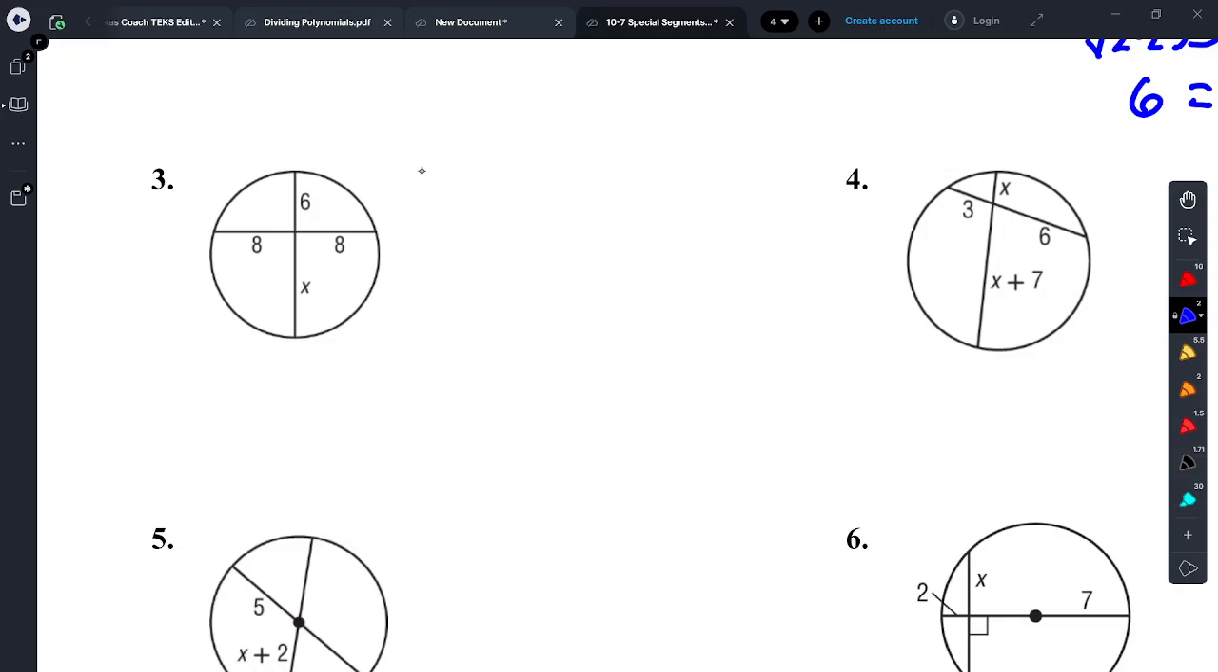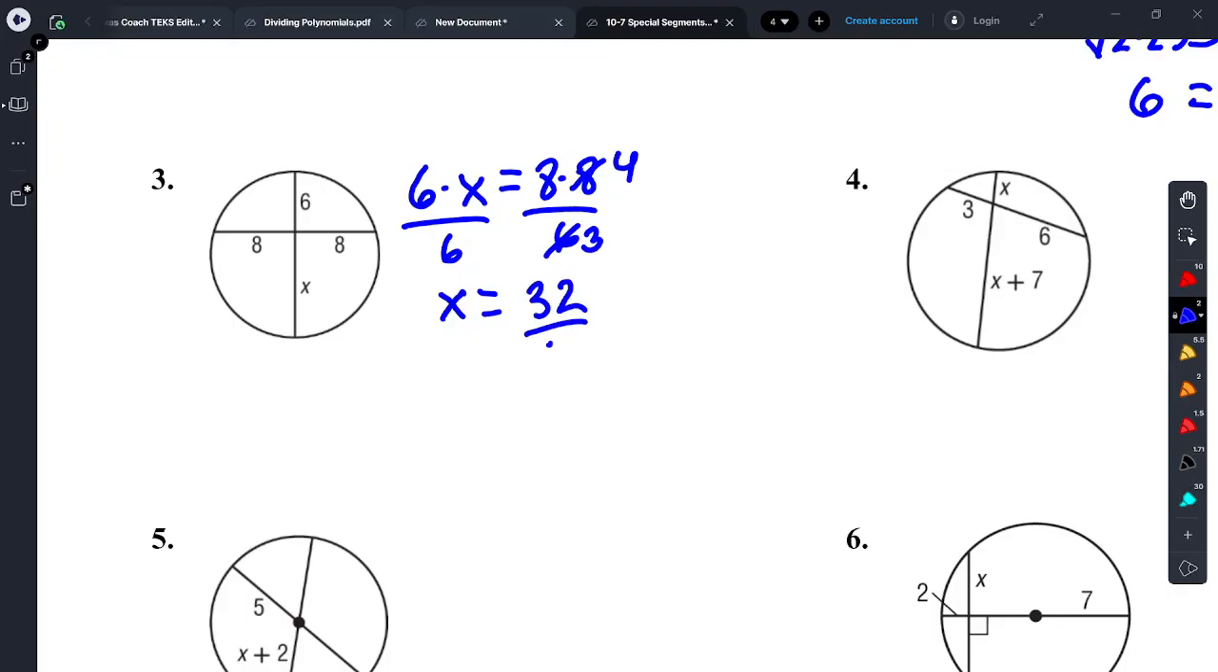Well, this is easy again, right? 6 times x is equal to 8 times 8. Divide by 6. We get x equals, we're going to cancel a 2. Yeah, I know they say round to the nearest tenth, but I'm not going to do that right now. I'm going to leave it. So what is this? 32 thirds. I'm totally happy with that.